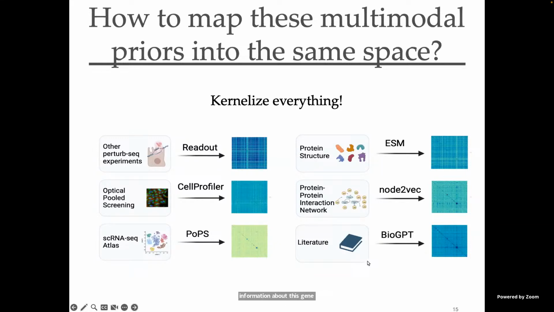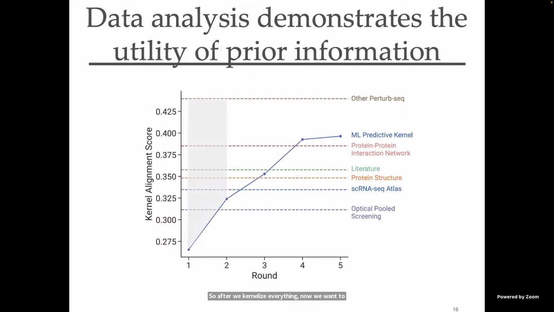So after we kernelize everything, now we want to incorporate it into the active learning methods. Oh, sorry, before that, we also have a data analysis that showcases that these prior knowledge sources really have useful information. We do the same analysis, but now compare against the ground truths with each individual prior knowledge kernel. We can see, especially in the first few rounds, there is abundant information that the model kernel does not capture, but that exists in the prior information that we can leverage.